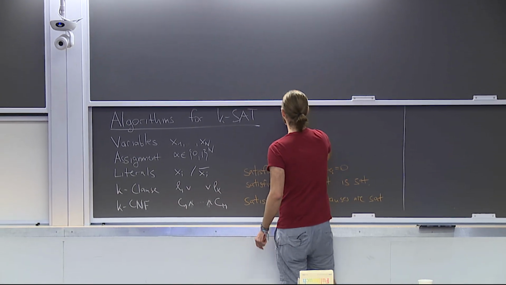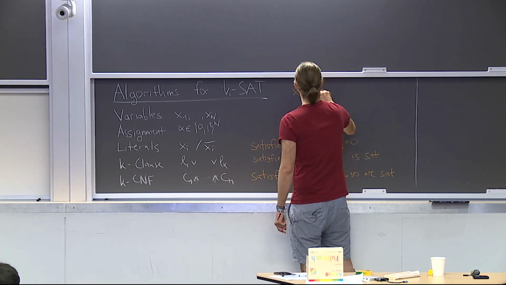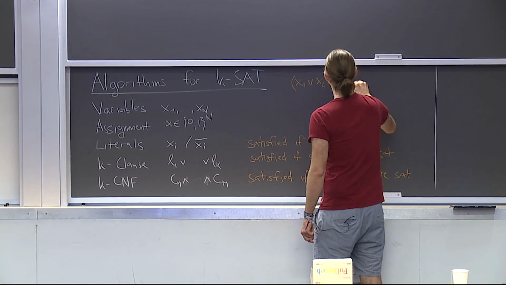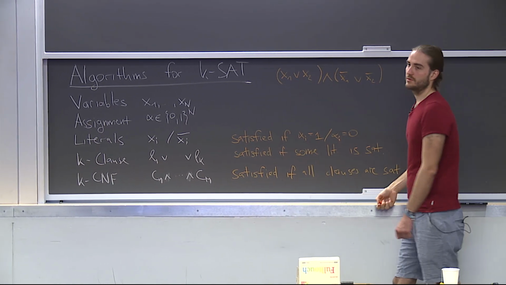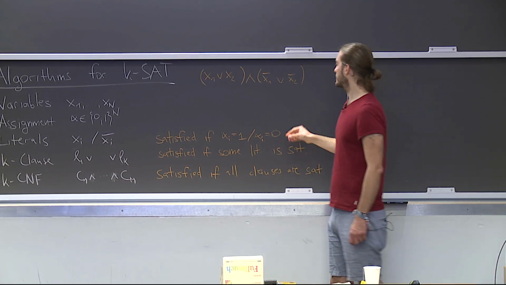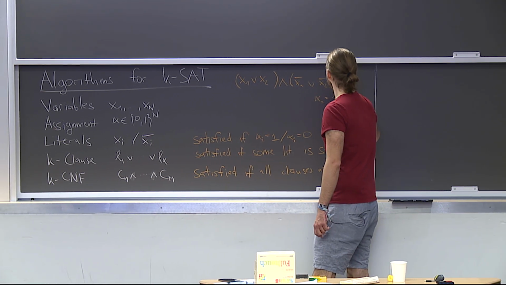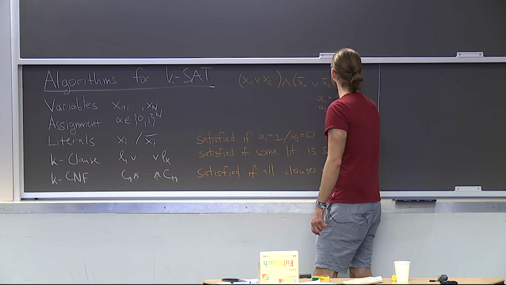An example would be something like x1 or x2, and not x1 or not x2, which is indeed a satisfiable formula because you could set, let's say, x1 to 1 and x2 to 0.